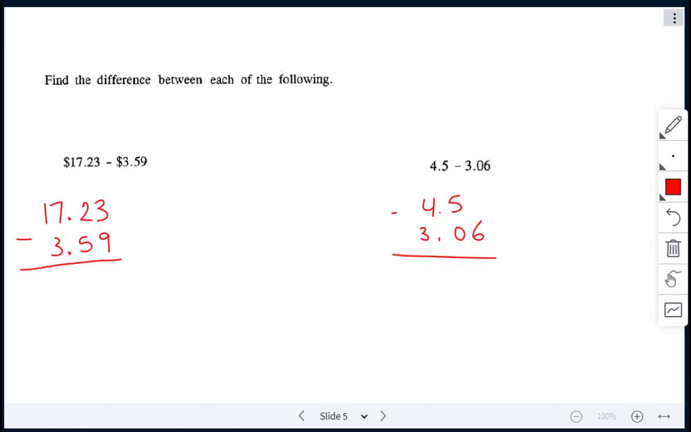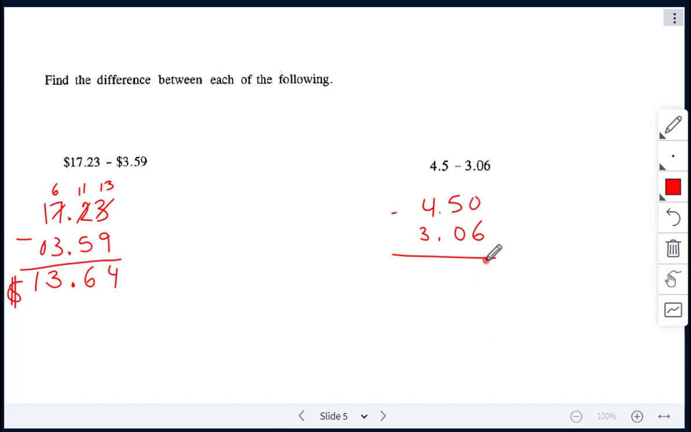All right, so our first example here on this slide, 17.23 minus 3.59. So again, we do have to do our borrowing. So that becomes 13. This becomes 11. This becomes 6. So 13 minus 9, that's 4. 11 minus 5, that's 6. Put your decimal point there. 6 minus 3, that's 3. And then 1 minus, there's a 0 there. So we have 13.64. And it is looking at the dollar value. So there's $13.64 left over.